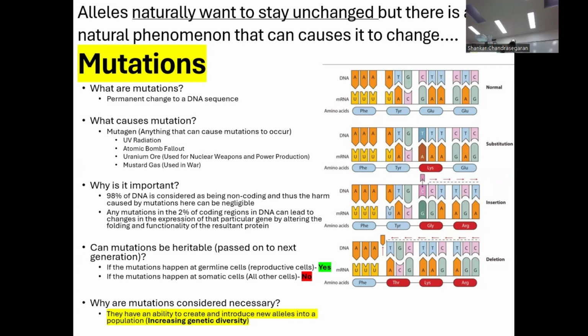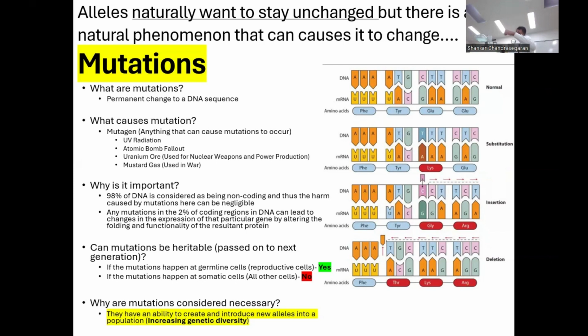Sometimes that also can be non-harmful, such that the mutation doesn't do anything. But there are different types of mutations that can occur. We will look at the different mutations in a bit. But that's why mutations can be kind of dangerous, is because if those mutations target the specific 2% of your coding regions in your DNA, it can lead to changes in the expression of that particular gene, which can alter the folding and functionality of the resulting protein.